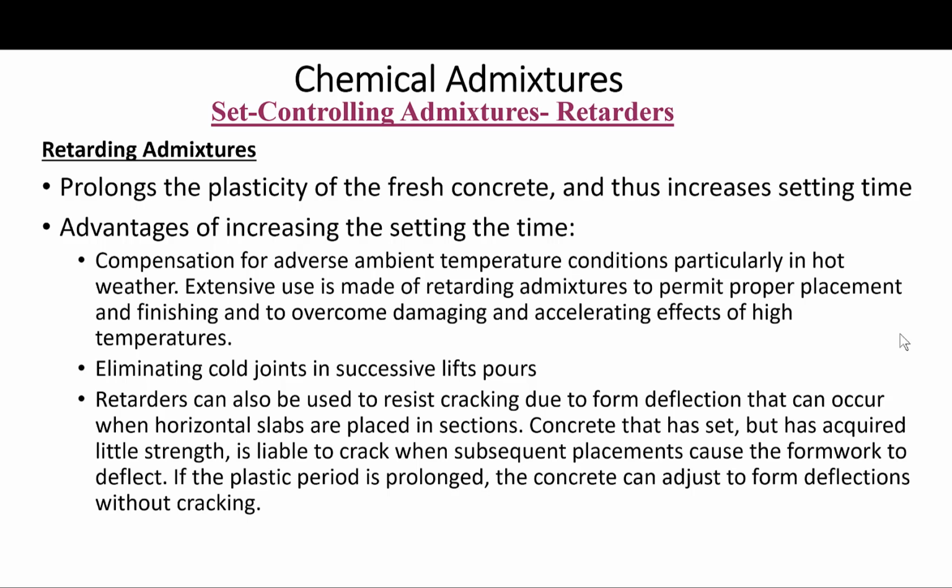Retarders can also be used to resist cracking due to form deflection, which can occur when horizontal slabs are placed in sections. Concrete that has set but has acquired little strength is liable to crack when subsequent placements cause the formwork to deflect. If the plastic period is prolonged, the concrete can adjust to form deflections without cracking. So these are some of the advantages of retarding the setting of the concrete.